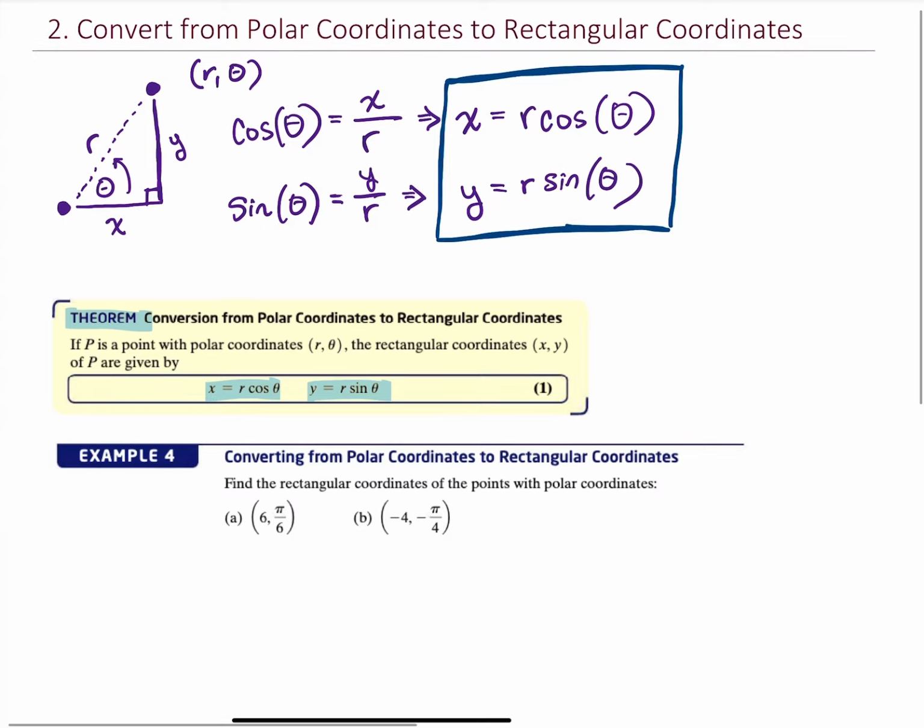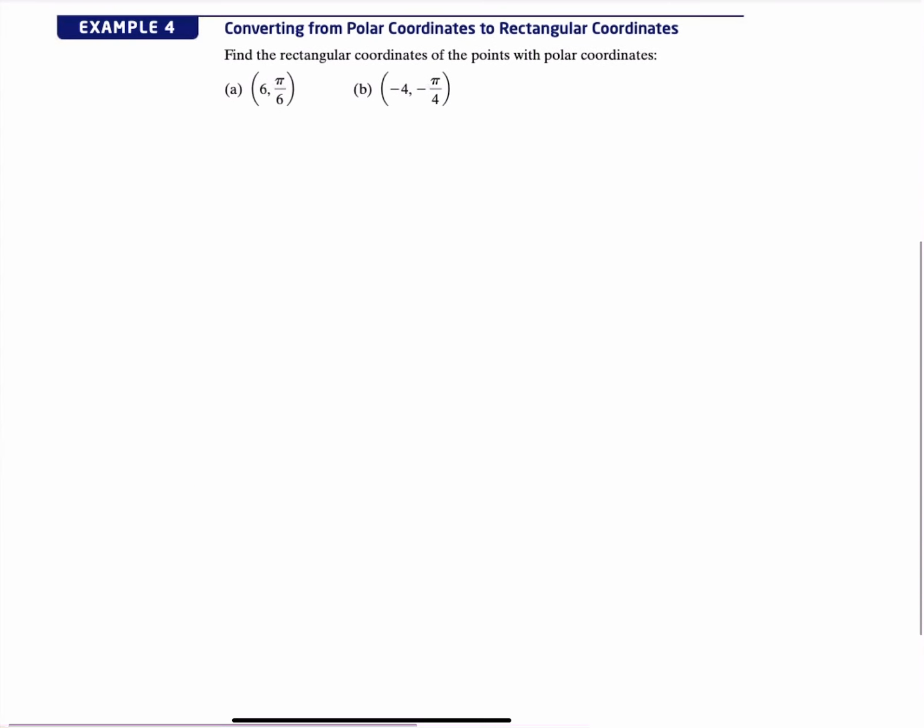So let's practice with a couple examples. So I'll write that conversion again. If we have a coordinate point, polar coordinates r theta, we can translate it into Cartesian coordinates, or rectangular as they're calling them here. This would be r cosine theta for our x value and r sine theta for our y value.